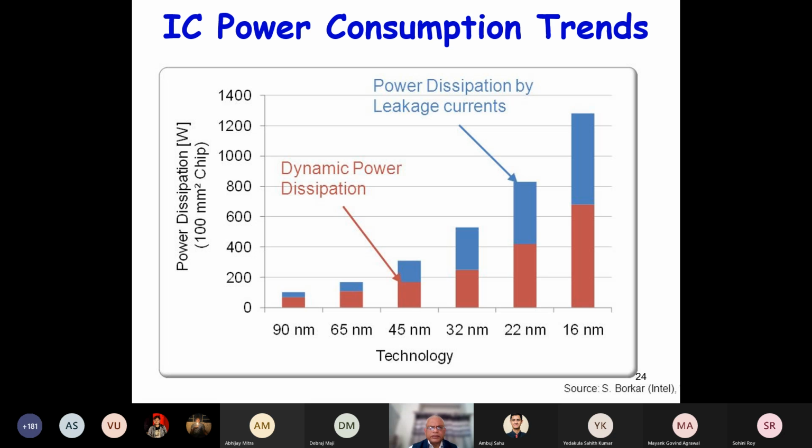As the technology improves, we have this feature size reduction. And we see here that the dynamic power is basically a switching power. We'll see what is switching power. And this is the leakage current. The leakage current now has overtaken the dynamic power. We'll see the switching and the dynamic power.